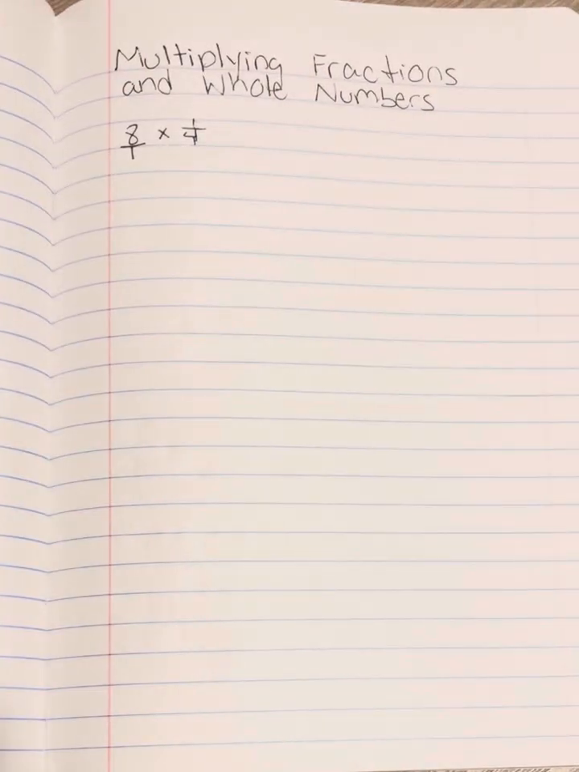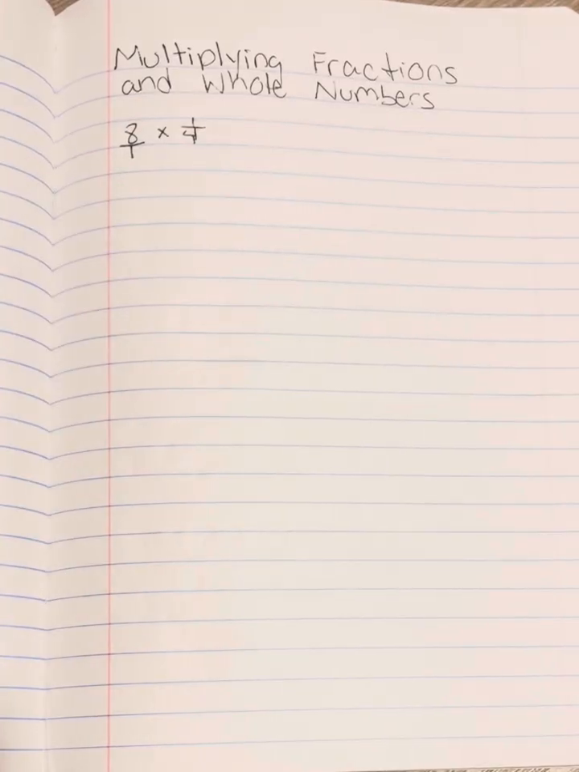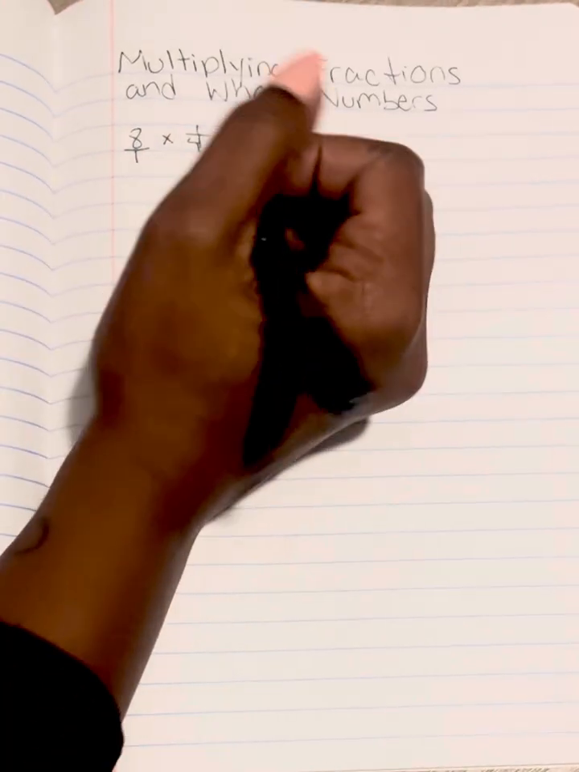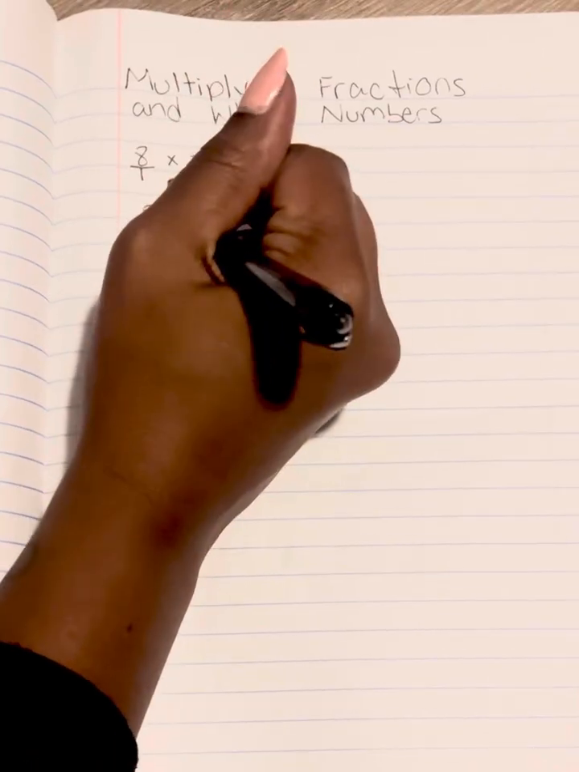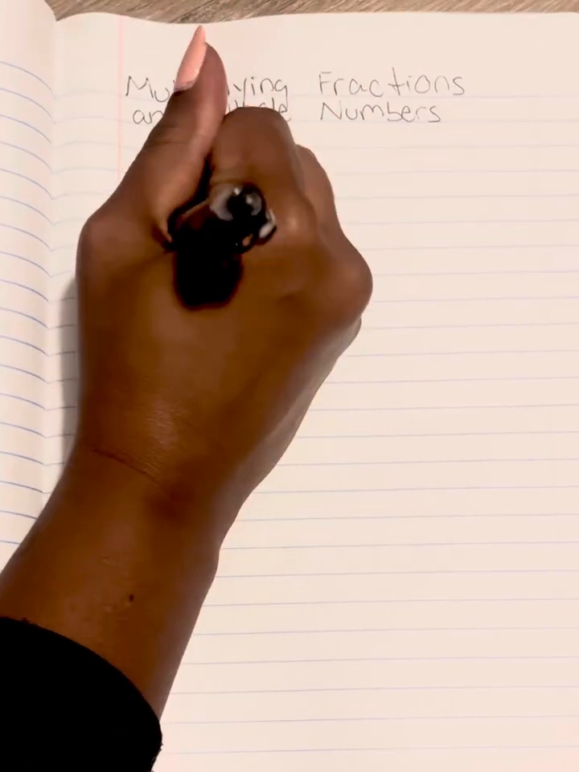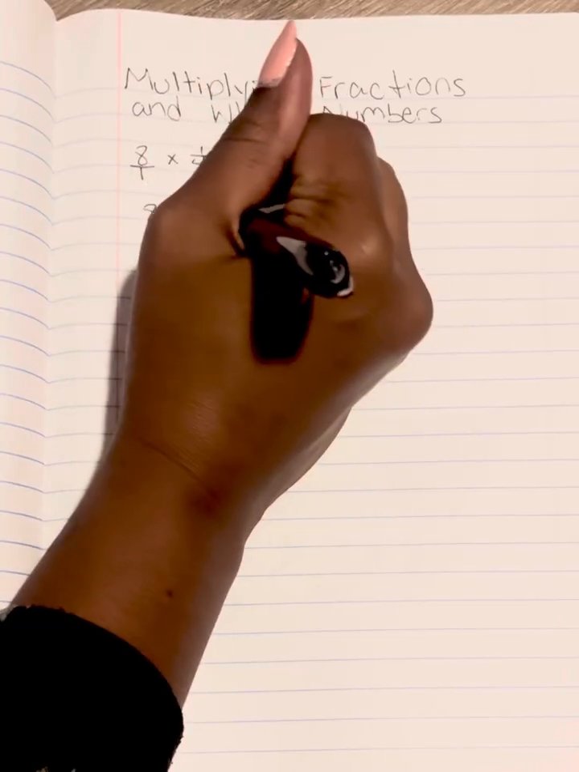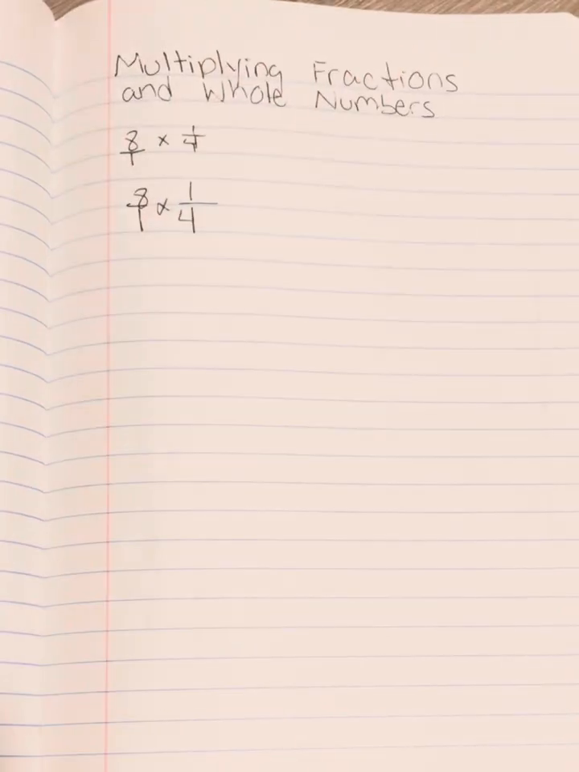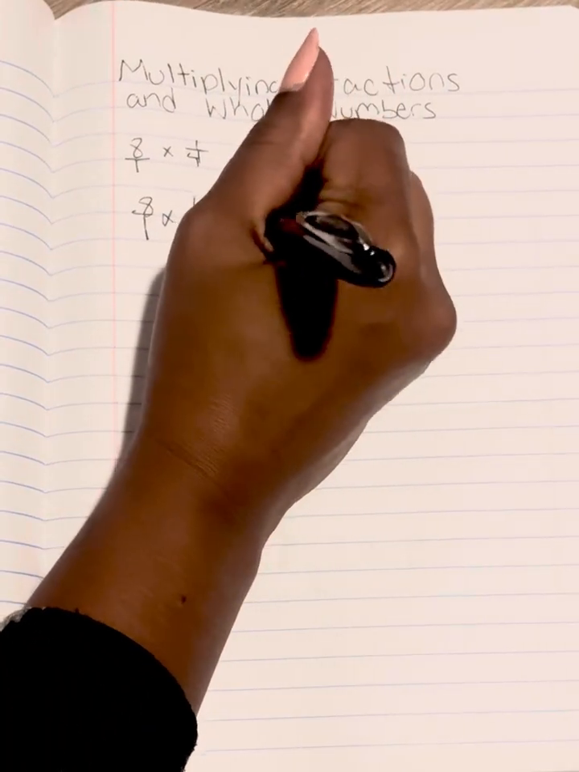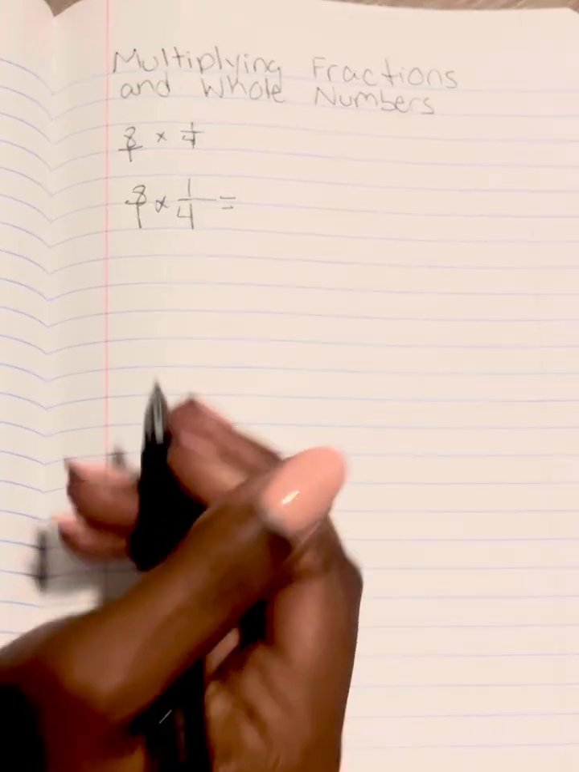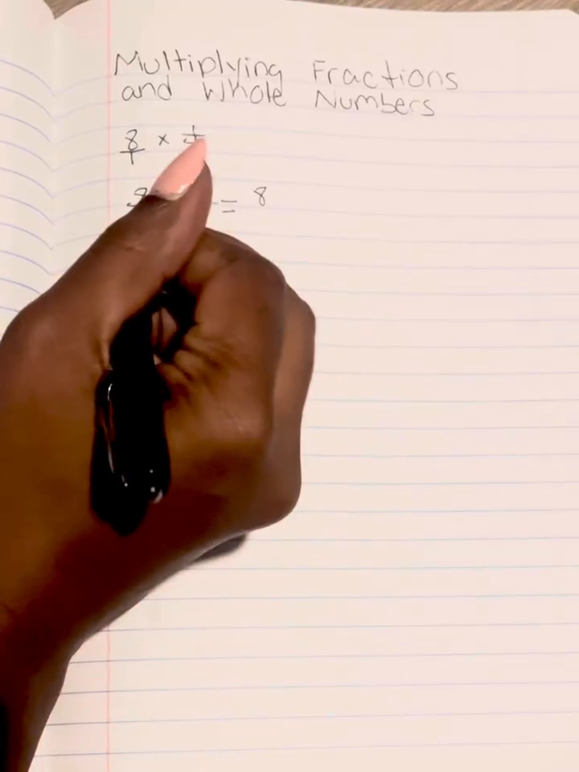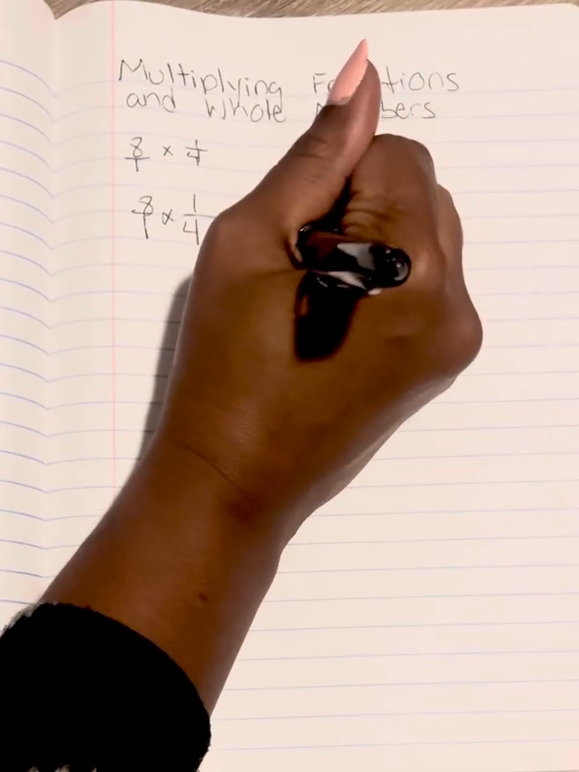I like to tell my students that our whole number needs a leg to stand on, and that 1 is just their leg. Our next step would be to simply multiply going straight across. I am going to rewrite this so that it's easier to see: 8 over 1 times 1/4. Now I can simply multiply straight across. 8 times 1 is 8. 1 times 4 is 4.